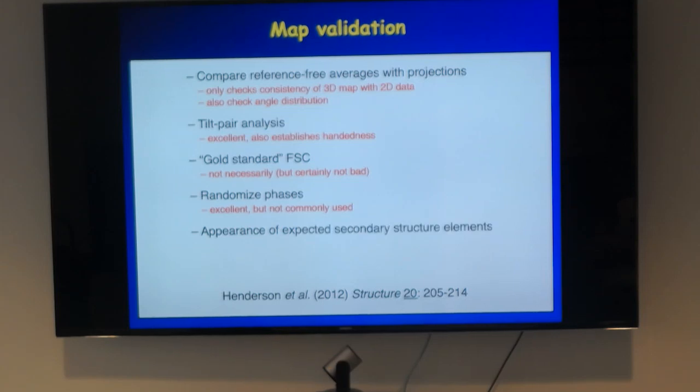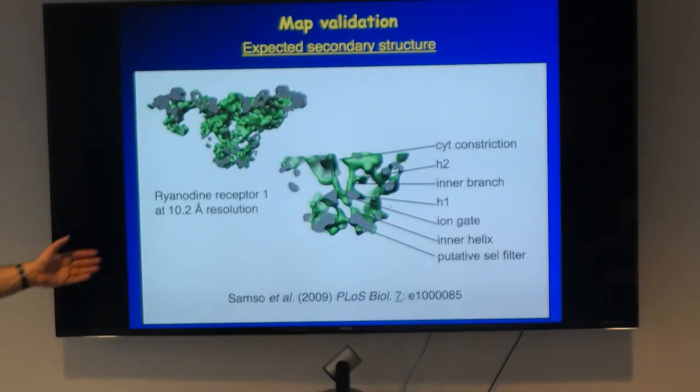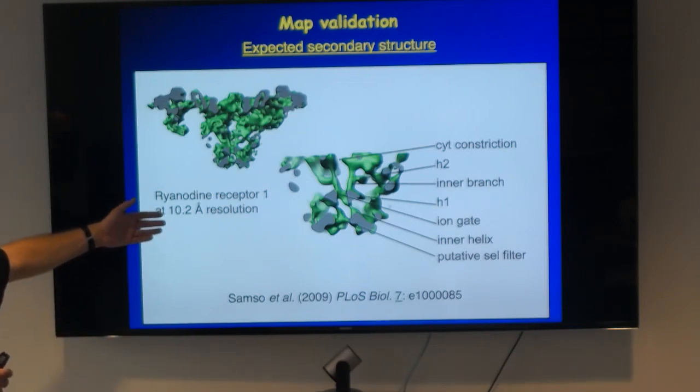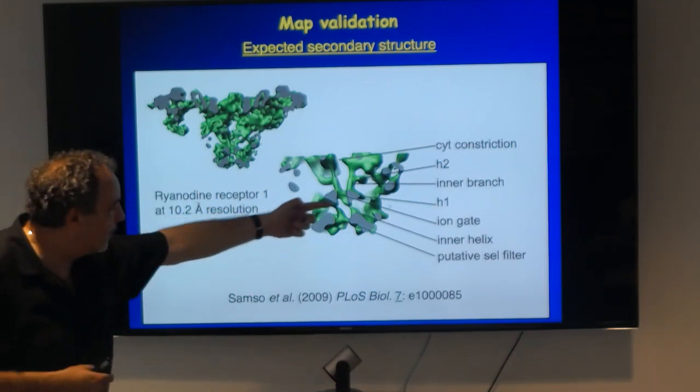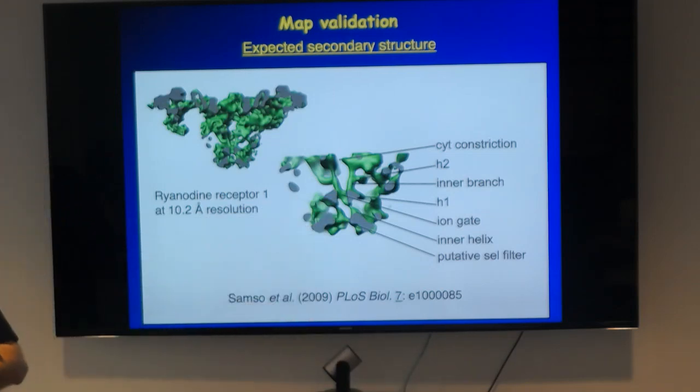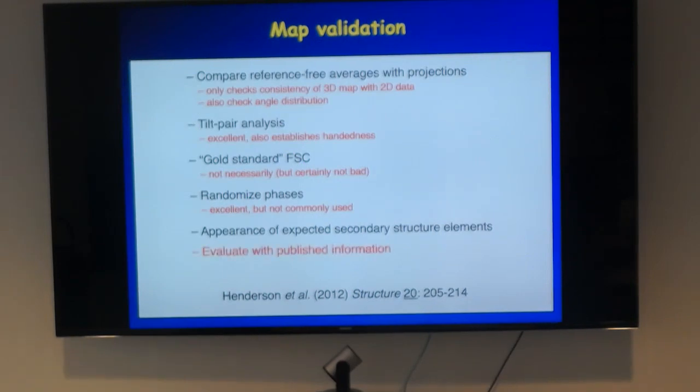And then I feel that appearance of expected secondary structures is a very important criteria. So especially these maps, which were at the edge at the time, just getting to about 10 angstrom resolution, you started to see something that looked a little bit like a helix, so maybe you actually have the resolution. But if you don't see any of this, if this is just one solid density, then you definitely don't have 10 angstrom.